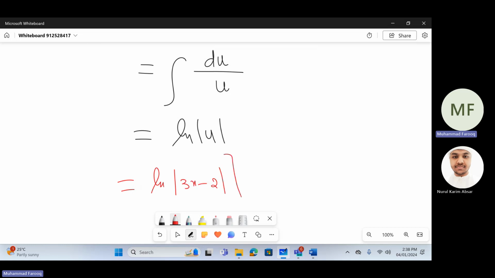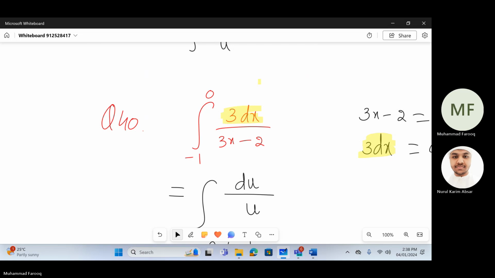And please, it has limits from where to where? From negative 1 to 0. How do you know it's definite? Because look at the question. In the question, do you have limits? Yes, so it's definite. If there is no limit, it is indefinite, so in your answer you have plus c. Lower limit, upper limit. If they are not provided to you, it's indefinite. Here we have them, so it's definite. So the answer is a number. The answer of a definite integral is always a number, a constant.